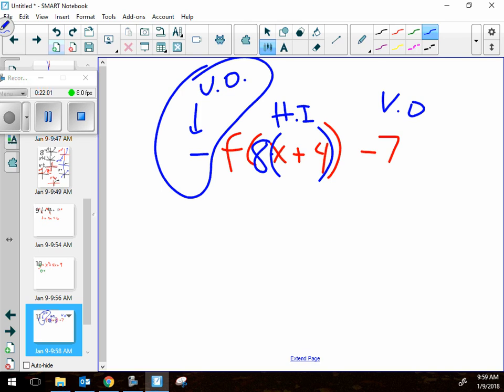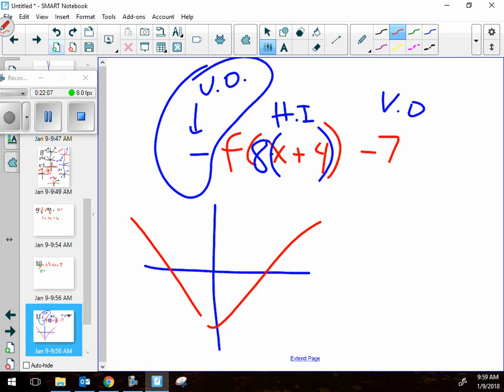So if my graph used to look like this, I'll make it really simple, a big wide V. If I make it horizontally narrower, it would squeeze it down. It seems like it's horizontally wider, 8 times wider, but it's not. It's 1/8 as wide. It always does the opposite of what you would think.